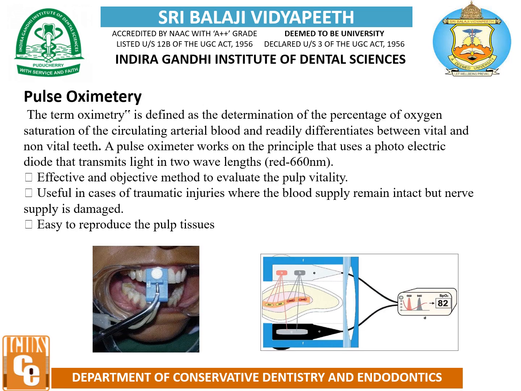Pulse oximetry. The term oximetry is defined as the determination of the percentage of oxygen saturation of the circulating arterial blood and readily differentiates between vital and non-vital state. A pulse oximeter works on the principle that uses a photoelectric diode that transmits light in two wavelengths. It is an effective and objective method to evaluate the pulp vitality. It is useful in cases of traumatic injuries where the blood supply remains intact but nerve supply is damaged. It is easy to reproduce on the pulp tissues.